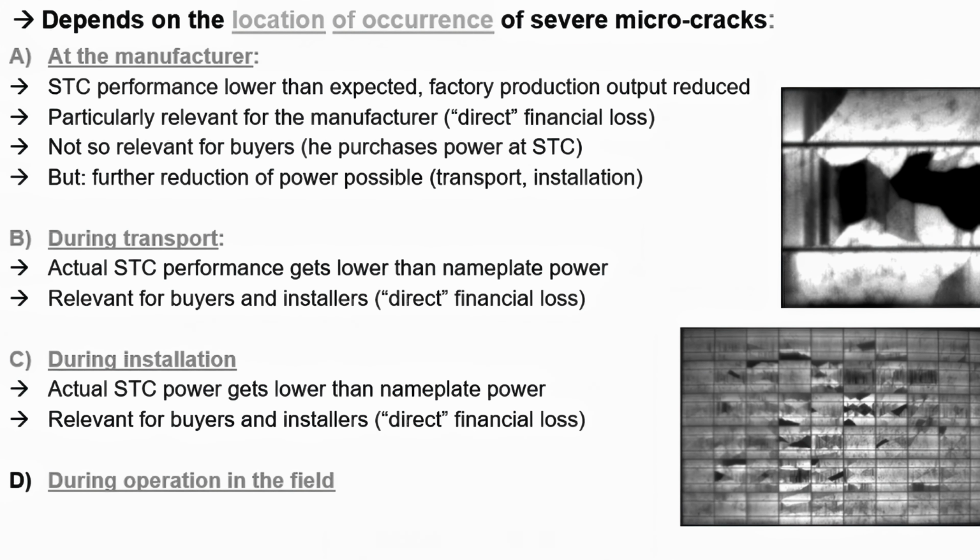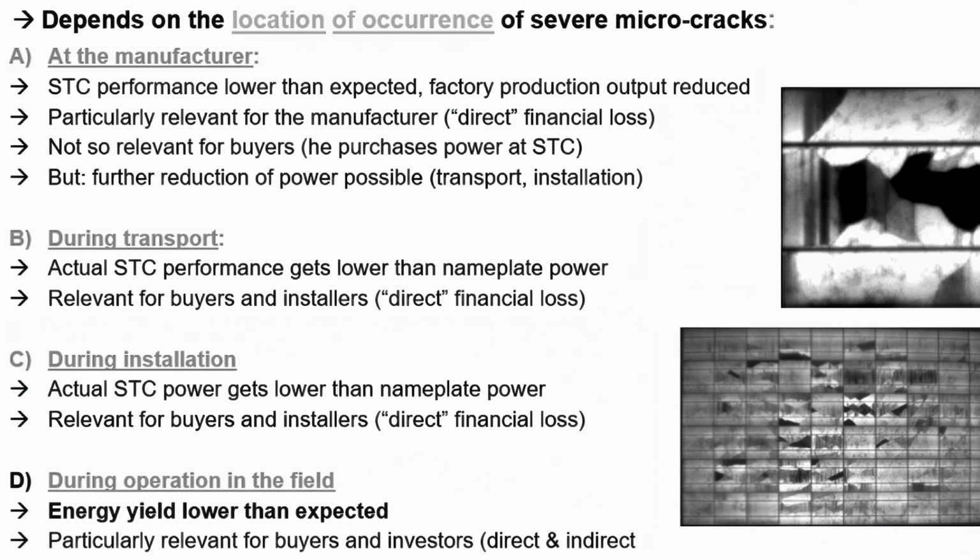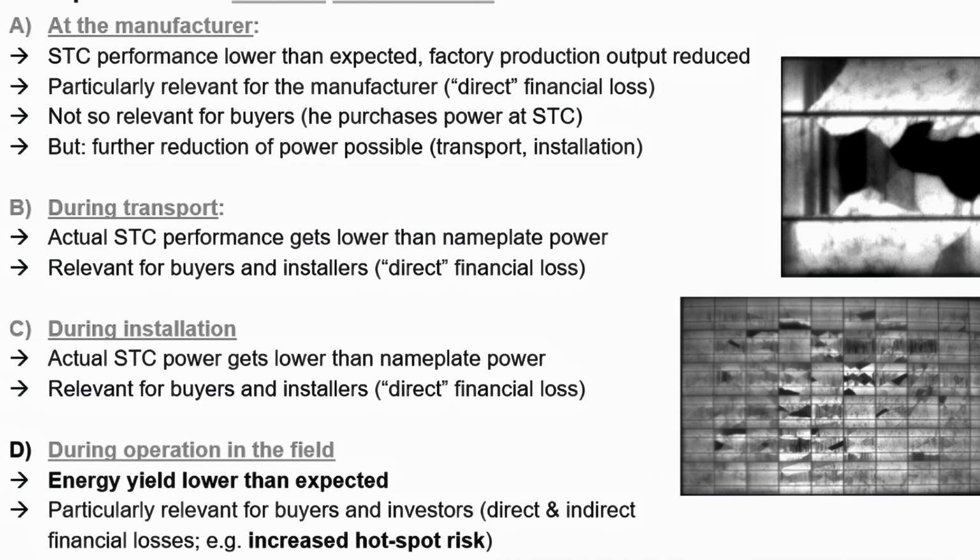And during operation in the field, the energy yield could be lower than expected. This is particularly relevant for buyers and investors. There's a direct and indirect financial loss, because there could be an increased risk of hotspots and so on, which are causing direct damage but may also reduce lifetime.